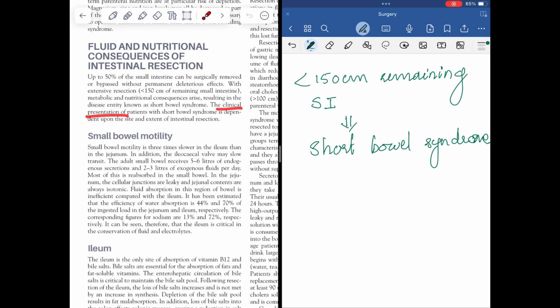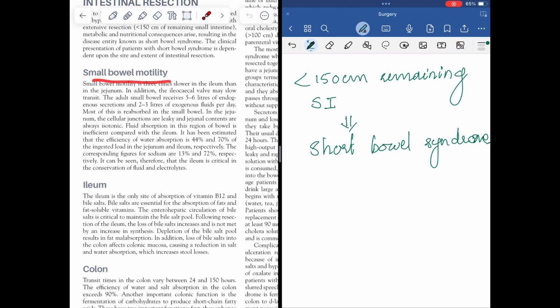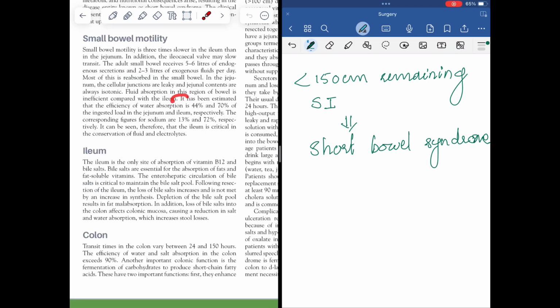Now, the small bowel motility is 3 times slower in the ileum than in the jejunum. In addition, the ileocecal valve will slow down the transit. It receives endogenous secretions as well as exogenous fluids per day, and most of this is reabsorbed in the small bowel. Just note that it has been estimated that the efficiency of water absorption is 44% of the ingested load in jejunum and 70% in ileum. For sodium, it is 13% and 72% respectively. So ileum plays a major role in the conservation of fluid and electrolytes. That is what we have to take away from these points.